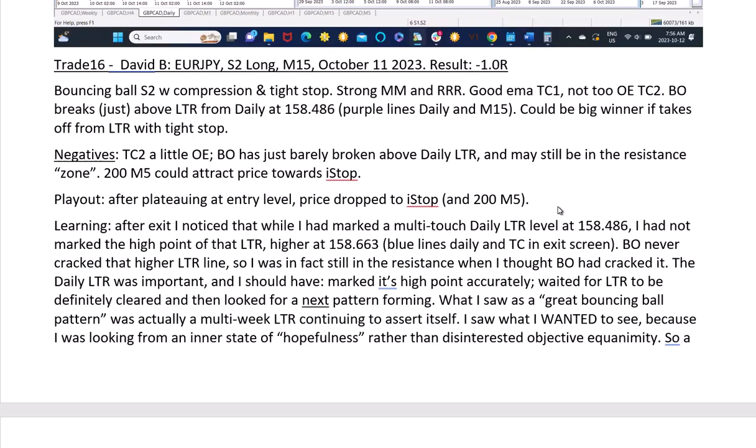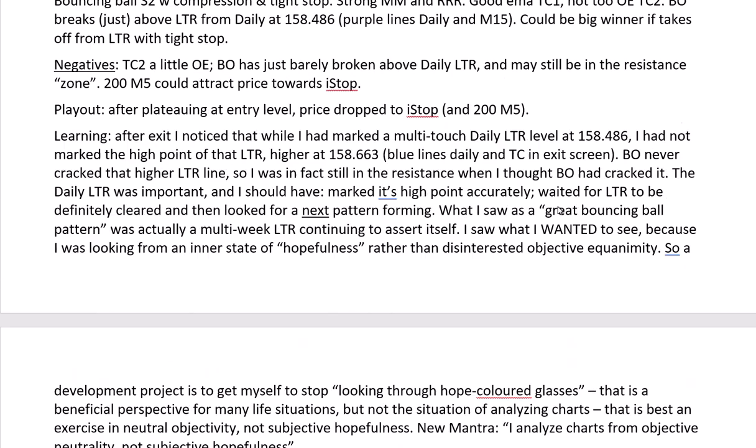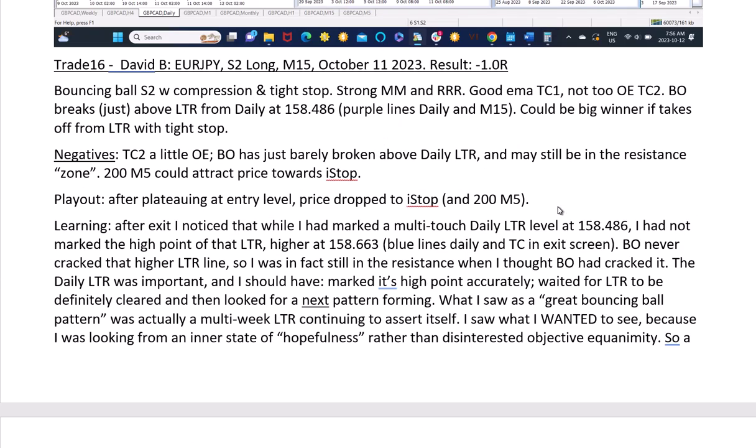Next one, S2, M15. Well, I go a bit slower so you can read through.